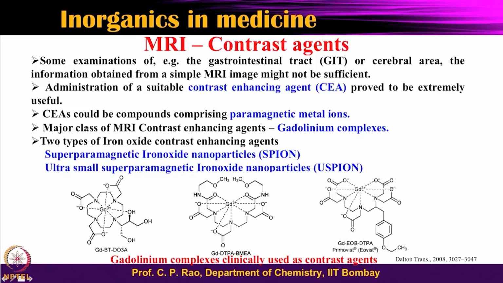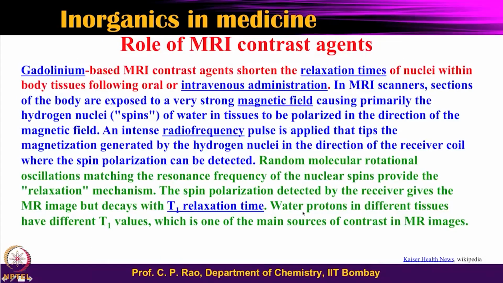So, contrast agents are basically paramagnetic and superparamagnetic systems, like gadolinium compounds, iron oxide contrast agents, superparamagnetic iron oxide nanoparticles, and ultra small superparamagnetic iron oxide nanoparticles. The most studied was the gadolinium compound. You can see one gadolinium compound, another gadolinium compound, and these, as you know very well, demand higher coordination, 7, 8, 9, etc. These are basically used for MRI.